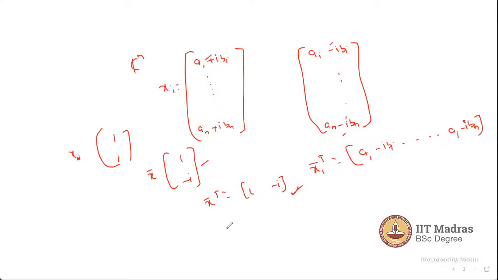Okay, x bar transpose. Now this x bar transpose into x equals 1 minus i into 1. Sorry for bad handwriting. Now this will be equal to 1 minus i square, which is equal to 2. Since this is the square of it, the magnitude will be root 2.